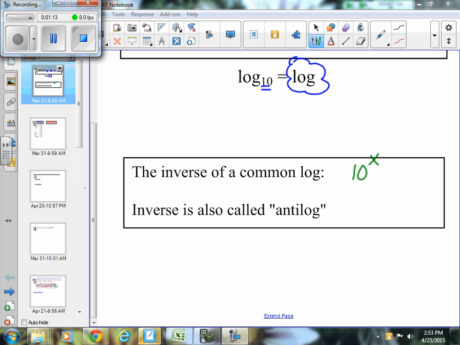The inverses are also called anti-log. So anti meaning inverse. So that's just kind of another phrase or word for inverse. So when we talk about anti something, it means the opposite. So in calculus, for an example, next year you'll talk about derivatives and then antiderivatives. So it just means inverse or opposite. So 10 to the power.